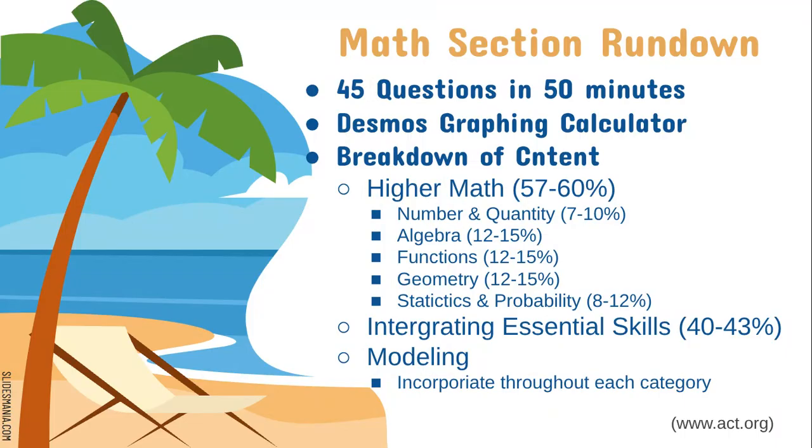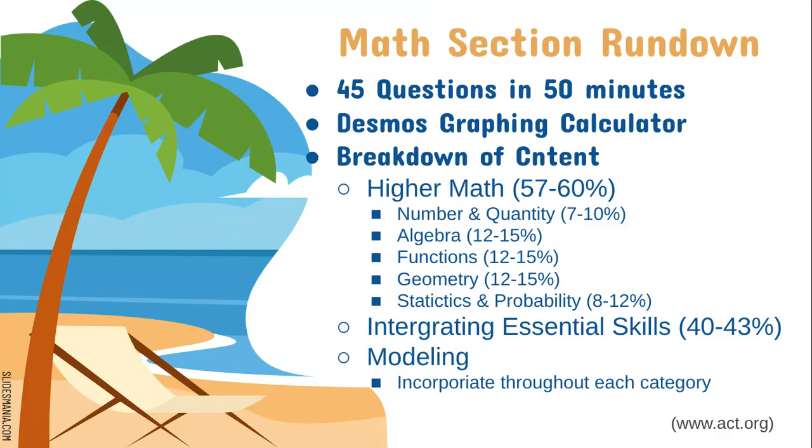Here's just a quick rundown. The digital ACT now has 45 questions in 50 minutes. So if you do the calculation, you have about 1 minute and 7 seconds per question. You do get the Desmos graphing calculator at every question, which is a huge advantage. However, ACT hasn't fully integrated that. So the word on the street is by 2026, it'll be fully integrated.